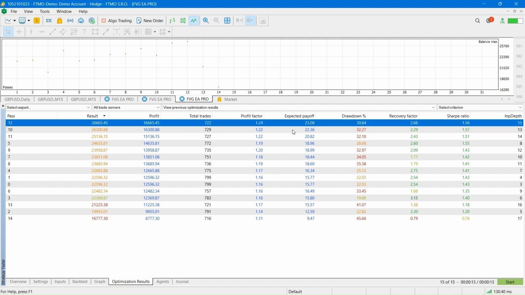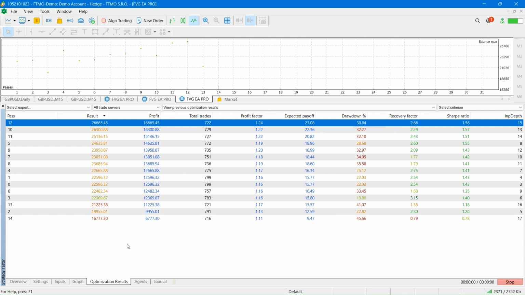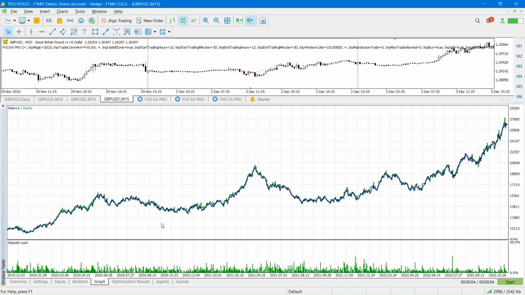All right, from what I see here, basically the best is 15. It has 1.24 as profit factor and 30% drawdown, which we're going to talk about later on. So let's go for this one as our basic set. I run here a single test. It looks good.